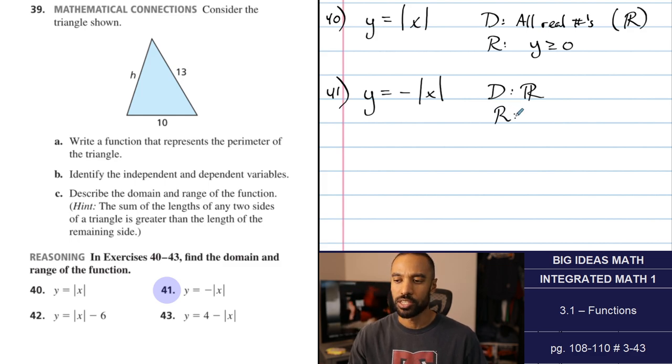The range, in this case, is a little bit different, right? Take the absolute value of something, it turns positive. You take the opposite of that, it's going to turn negative. Now, the opposite of zero is still zero. There's no change on that, and you can still get zero out from this.